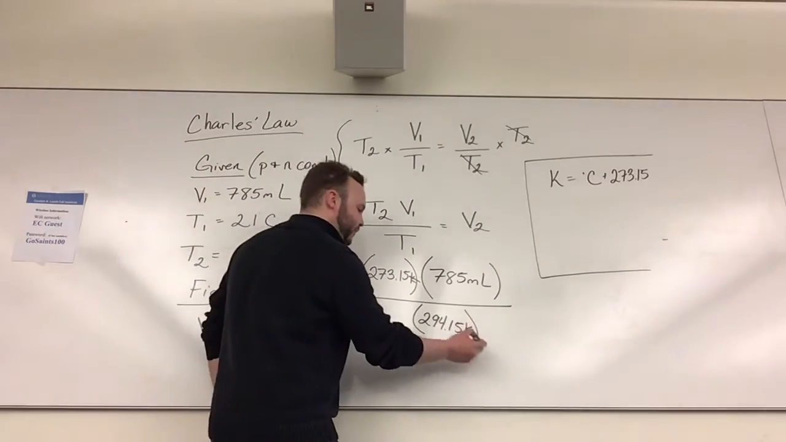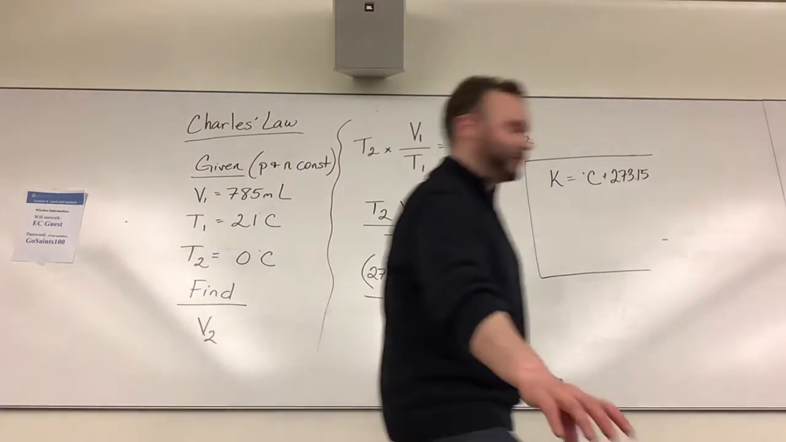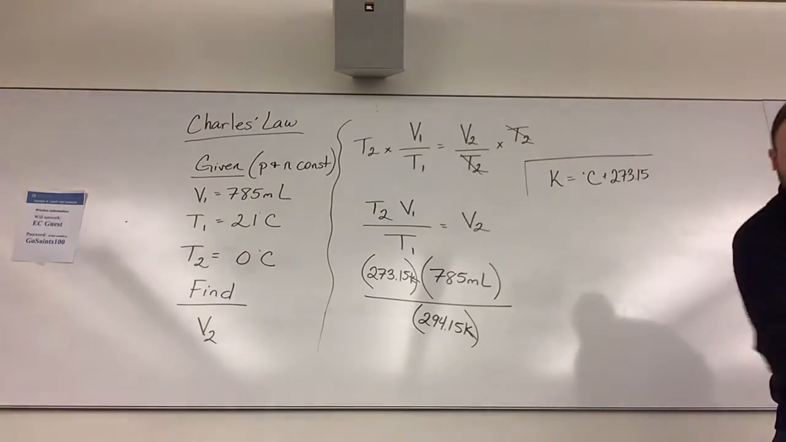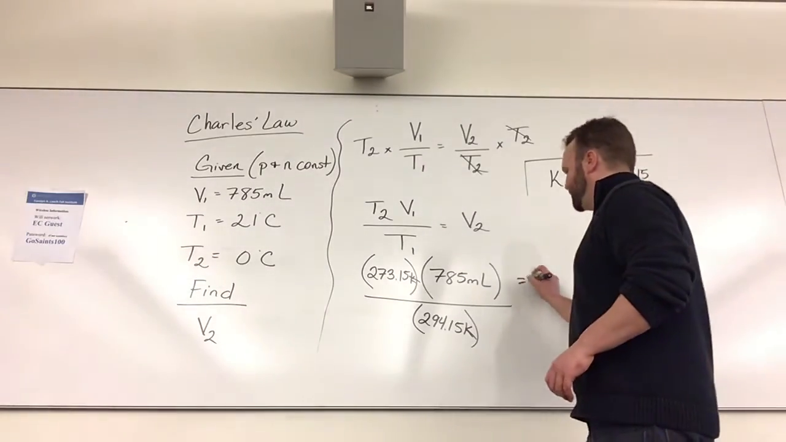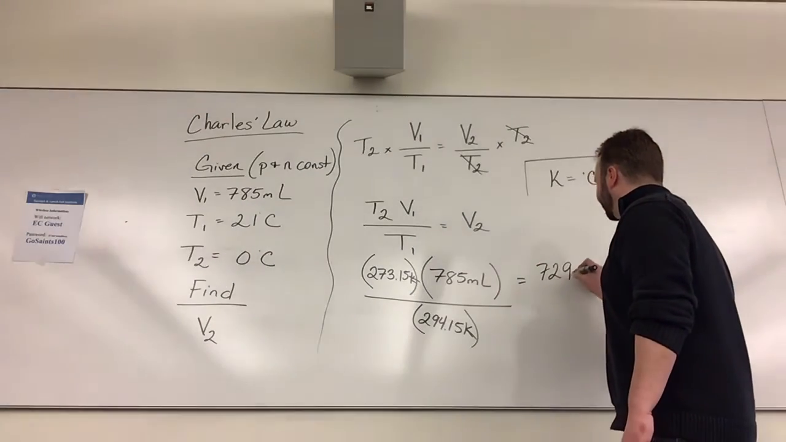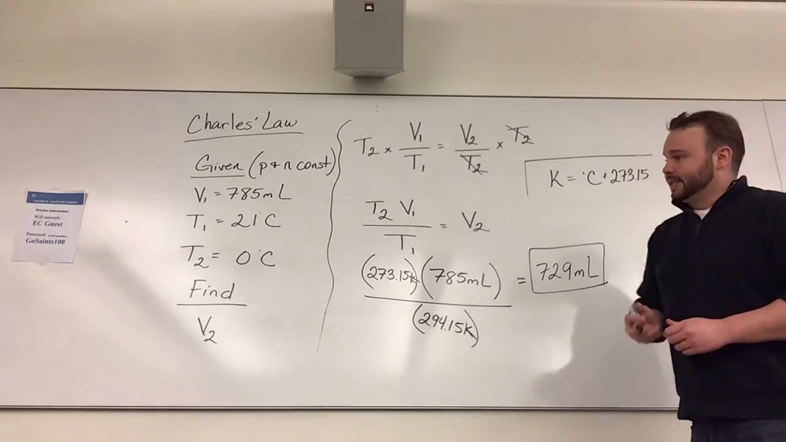Now I can go through and do the work, right? My units of Kelvin will cancel. I'll be left with units of mLs, which is what I want. Those are units for volume. If we go through, do out my math, dump that into the calculator, we should get 729 milliliters as my final answer. Does that make sense?